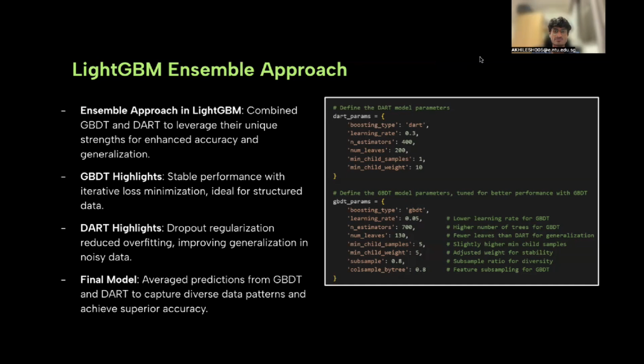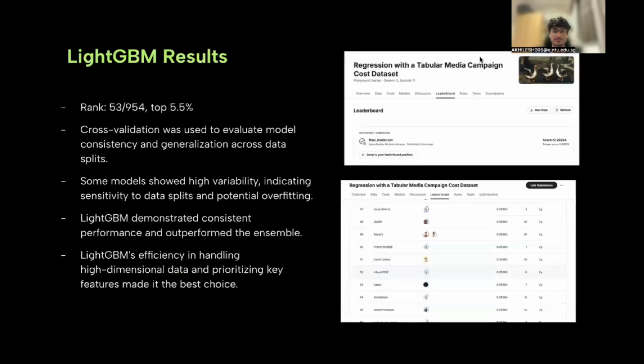Our final model averaged predictions from GBDT and DART. This approach allowed us to capture diverse data patterns and achieve superior accuracy. It blended the precision of GBDT with the flexibility of DART, resulting in a model that generalized well to unseen data. The results of our experiment demonstrated the effectiveness of LightGBM.